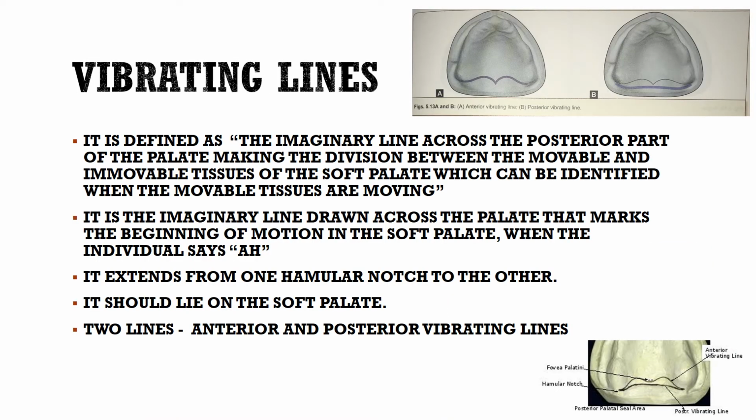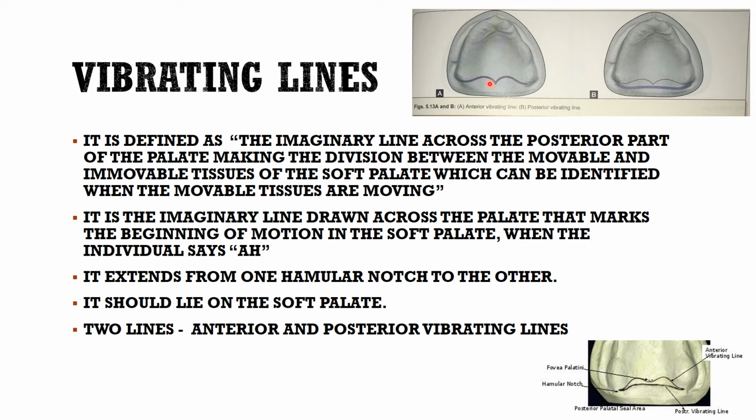So now what is the vibrating line? Vibrating line is defined as an imaginary line across the posterior part of the palate, making the division between the movable and the immovable tissues of the soft tissues, which can be identified when the movable tissues are moving. So basically you're drawing an imaginary line across the posterior part of the palate, and you're dividing the movable and the immovable tissues of the soft palate.